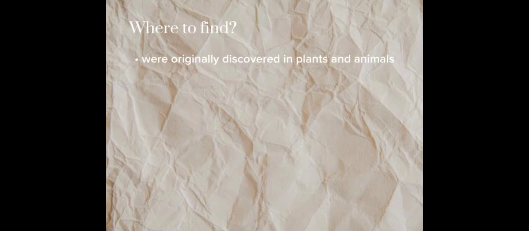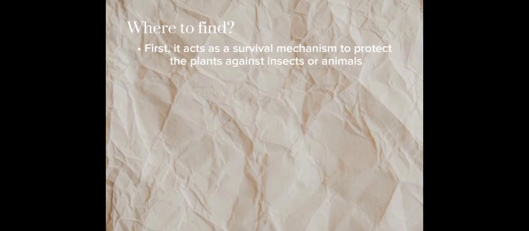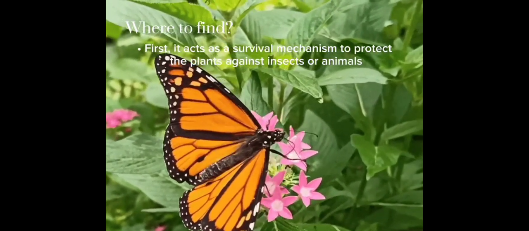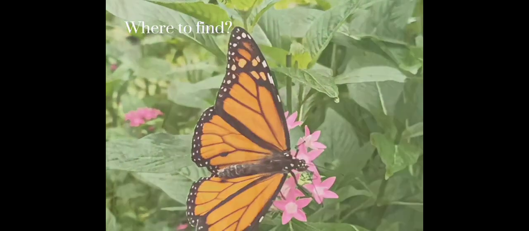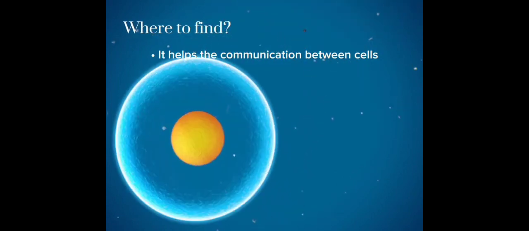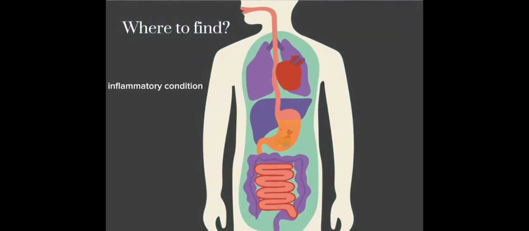Where to find them? Lectins were originally discovered in plants and animals. It is a protein in certain foods that has two purposes. First, it acts as a survival mechanism to protect the plants against insects or animals. The second is that it helps communication between cells. If a person is sensitive to lectins, it can cause an inflammatory condition in the body system, including the digestive tract where food and nutrients are being digested.